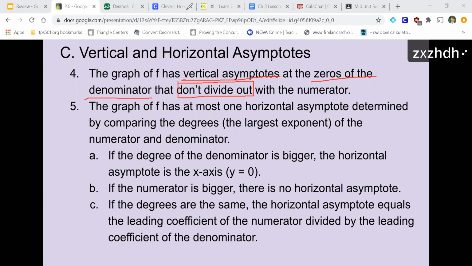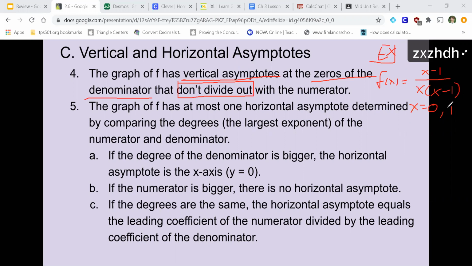For example, let's just look at a really simple function. f of x is equal to x minus 1 over x times x minus 1. This function has 2 zeros, right? It has 0 and positive 1. This first factor, if x is 0, you get a 0. For the second one, if you plug in 1, 1 minus 1 is 0.